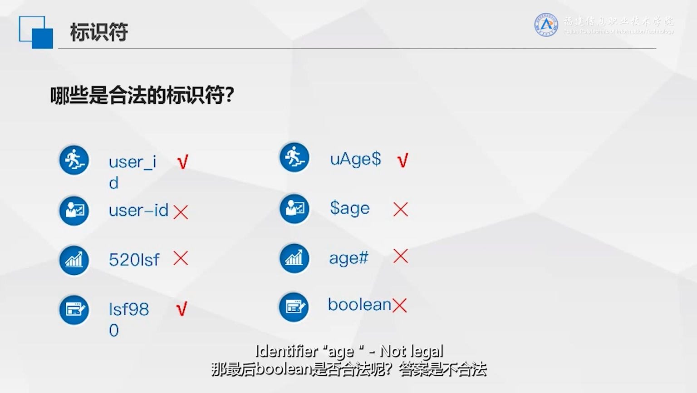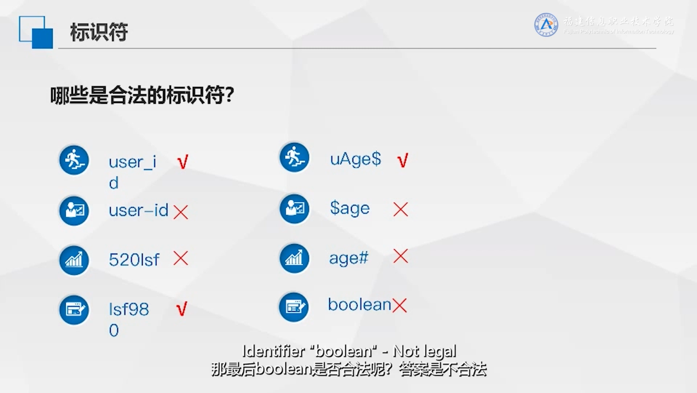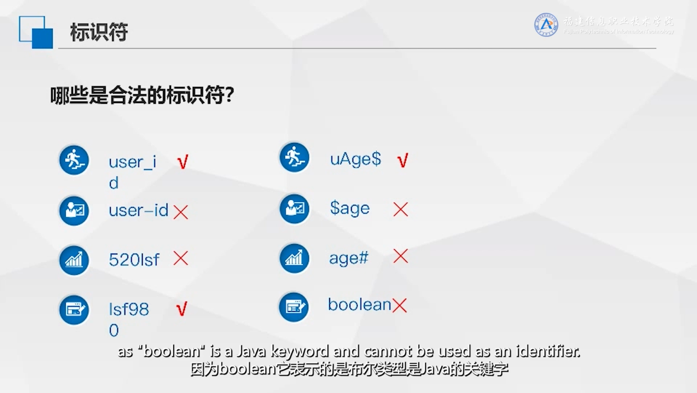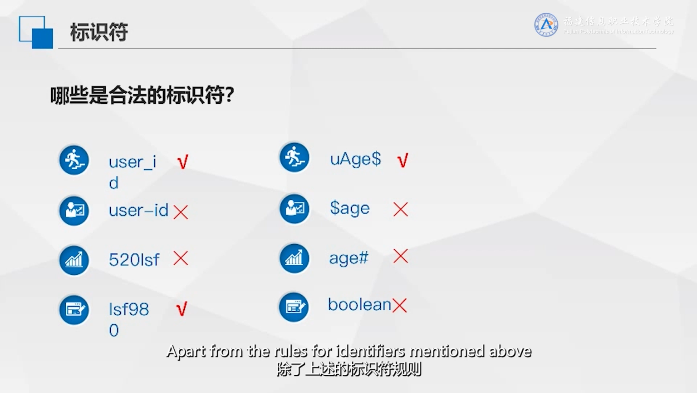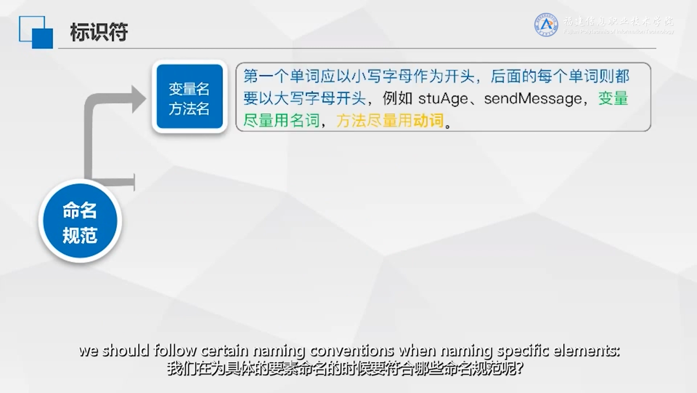Identifier H# is not legal, as it contains the hash symbol, pound, which is not allowed in identifiers. Identifier boolean is not legal, as boolean is a Java keyword and cannot be used as an identifier. Apart from the rules for identifiers mentioned above, we should follow certain naming conventions when naming specific elements.